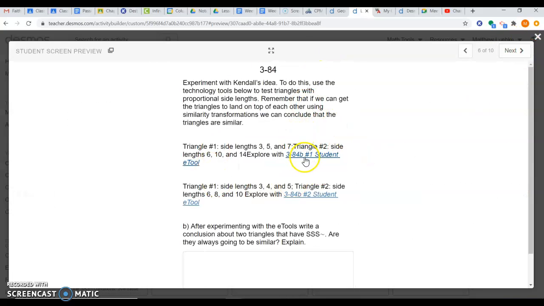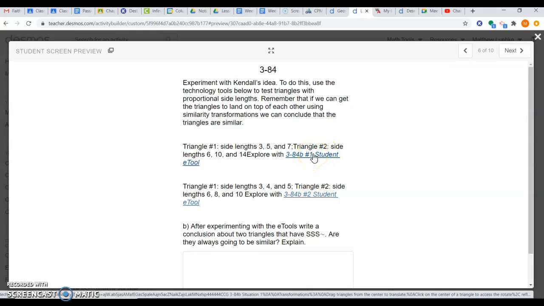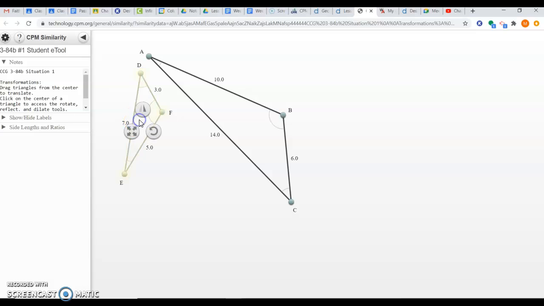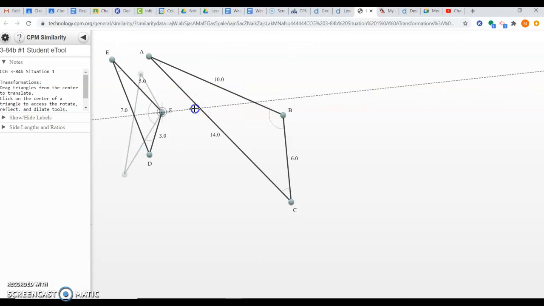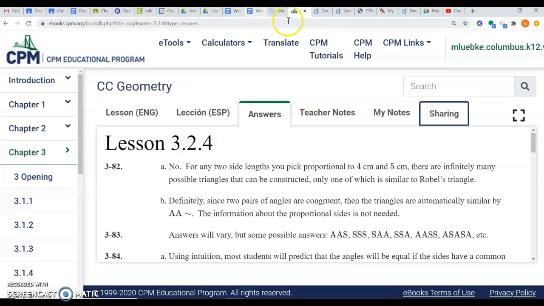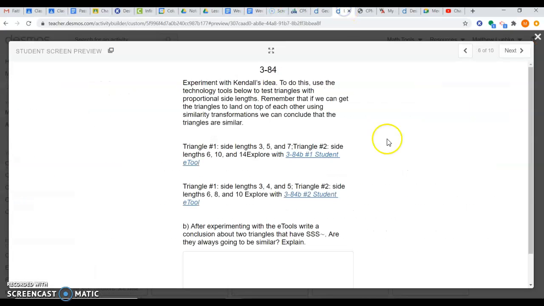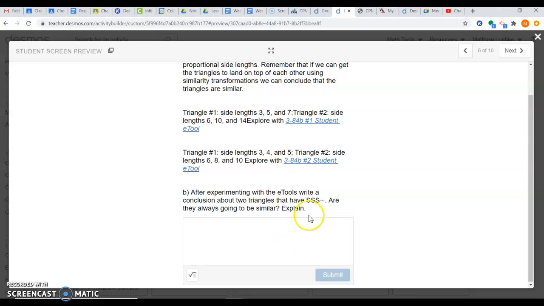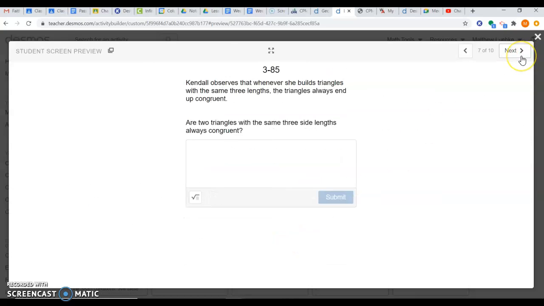Like we did before in lesson 3.2.2, I believe, or 3.2.1, we had to investigate using eTools, and that's what you're going to do here. You're going to click into these eTools, and then practice these transformations to get one to land on top of the other. On this one, maybe I start by reflecting, and then I translate over, and then I rotate and dilate and see if I can get them to land on top of each other with side, side, side. Then you try it again with the first one and the second one, and after experimenting we're going to come to a conclusion on whether side, side, side was working or not.